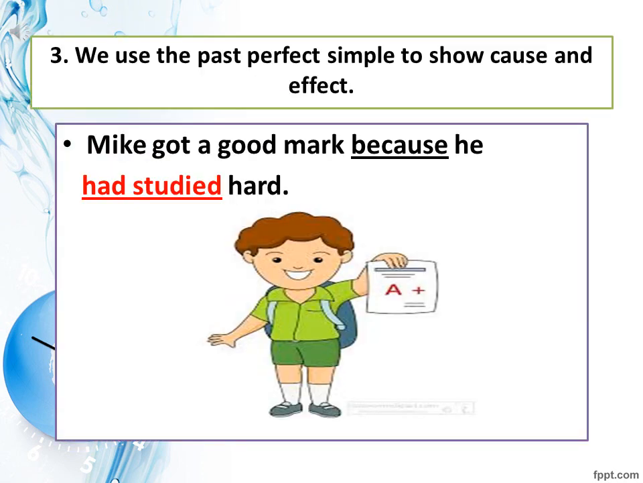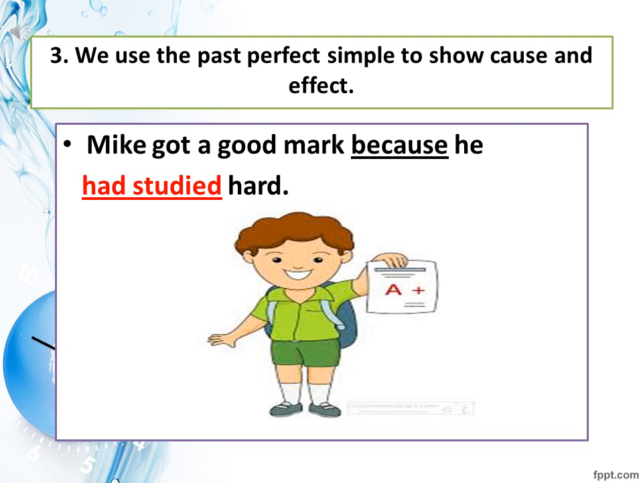Okay, the third use of the past perfects. So it's used to show cause and effects. It is used to show cause, سبب والنتيجة ديالو. Let's see example. Mike got a good mark. Mike got a good mark because he had studied hard. Mike حصل على نقطة جيدة لأنه درس جيدا. شنو اللي سبق الحصول على النقطة ولا الدراسة جيدا؟ الحدث الأول اللي وقع هو يعني درس جيدا. okay. So he had studied hard.